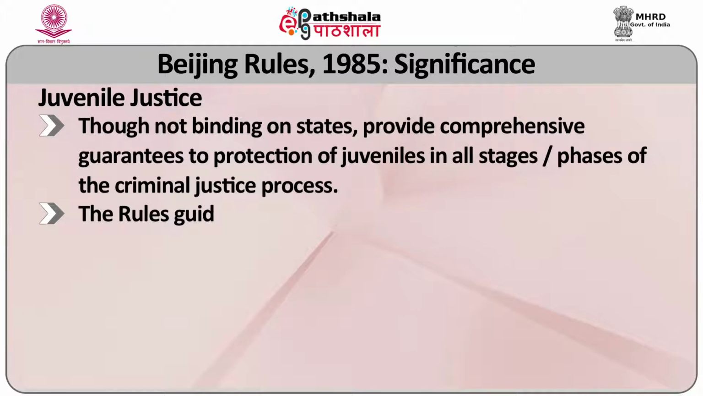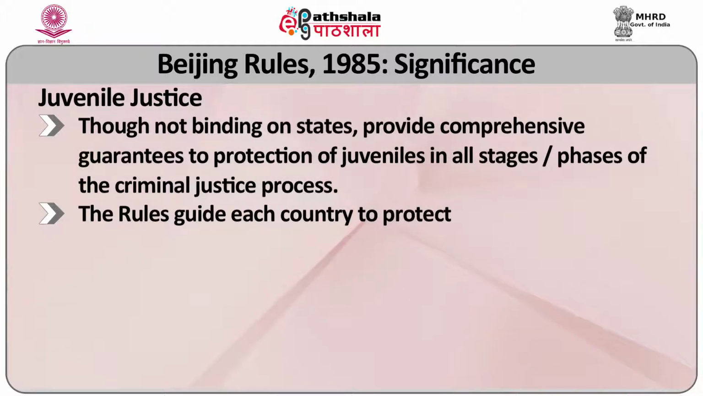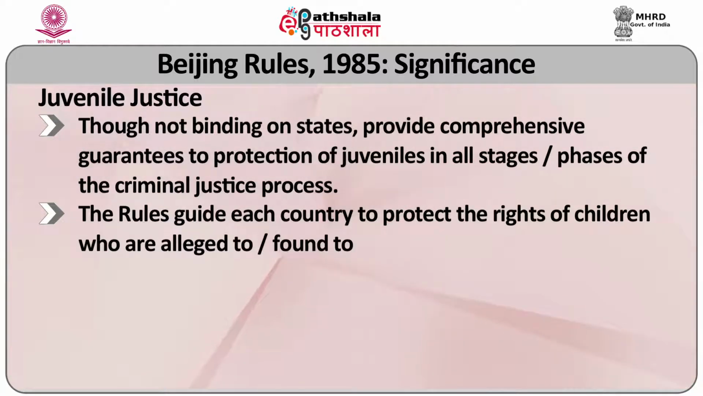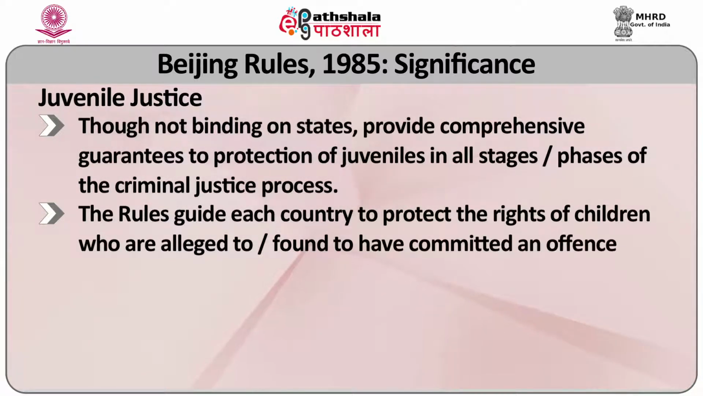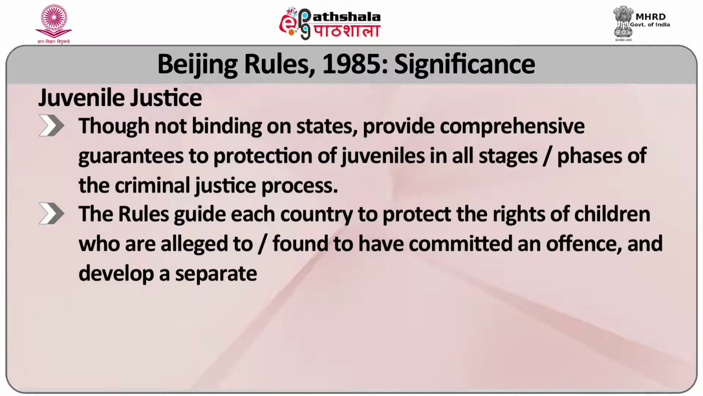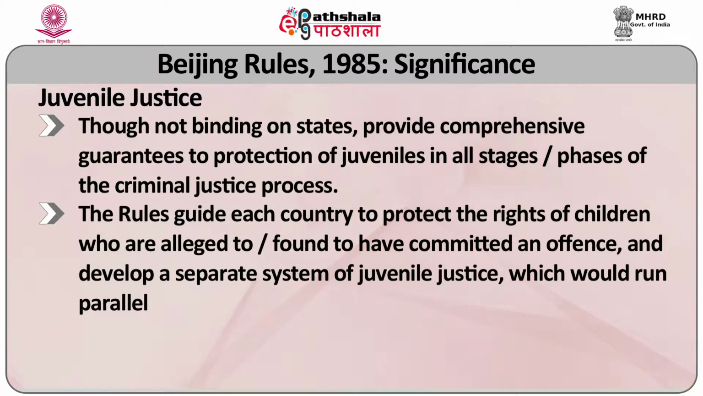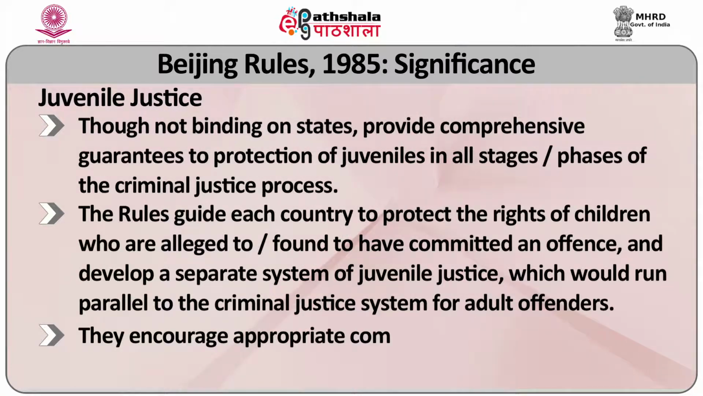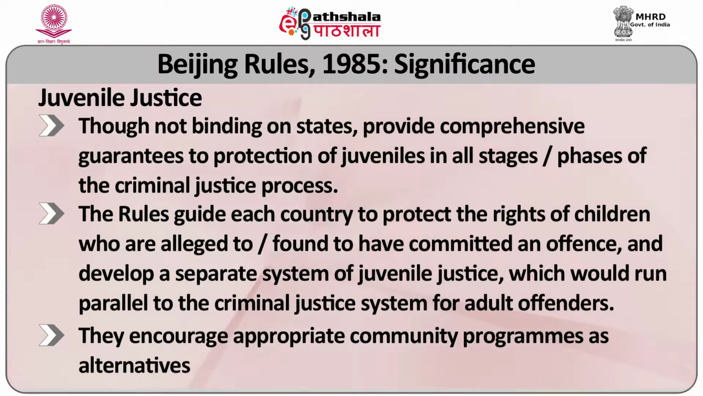The rules guide each country to protect the rights of children who are alleged to or who are found to have committed an offense, and they help to develop a separate system of juvenile justice which would run parallel to the criminal justice system in the country for adult offenders. Next, they encourage appropriate community programs as alternatives to formal court hearings.